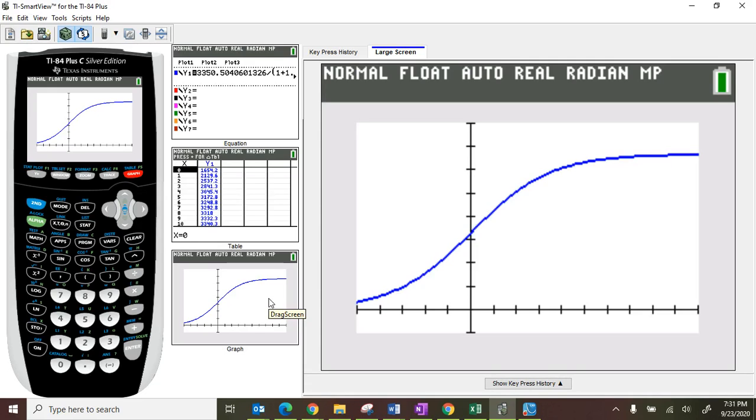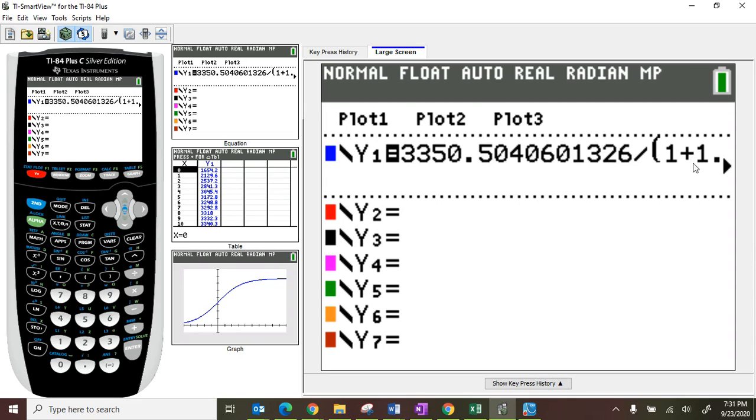Okay, so we're learning about tables and how to get some information that we need from the regression equations that we got. On the last video, we entered all the data and got this wonderful logistic regression, and now we're going to get some data out of it. In the graph, in the y equals, we have the equation stored.